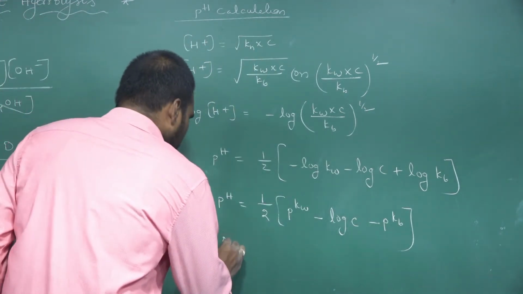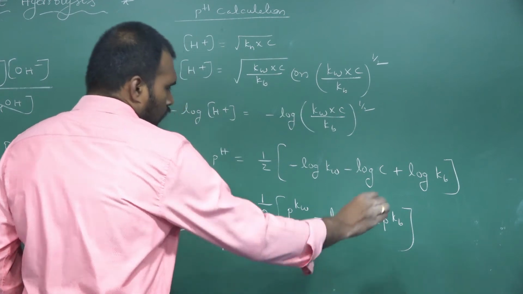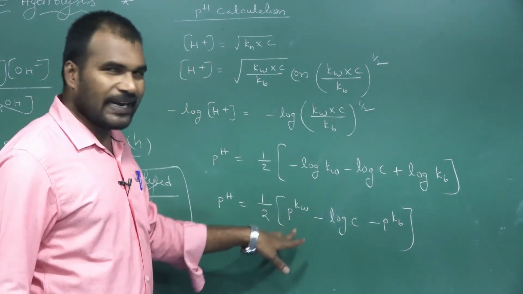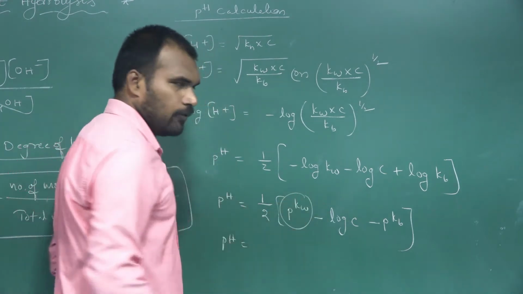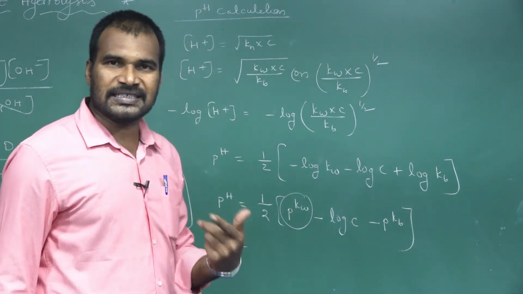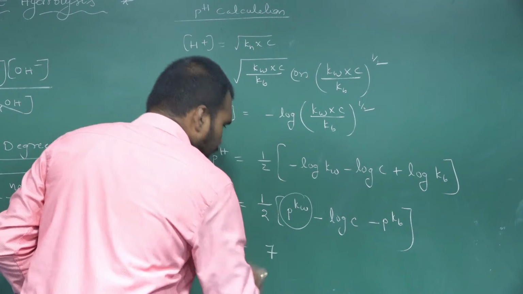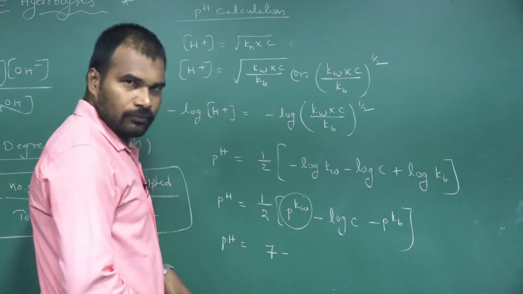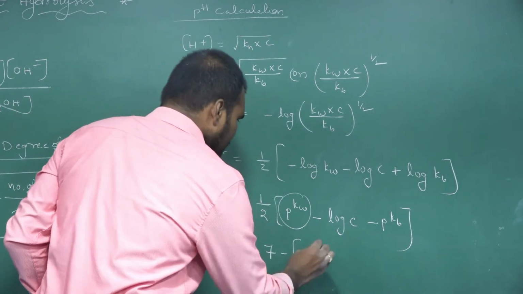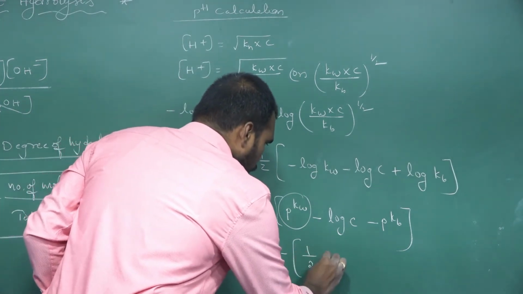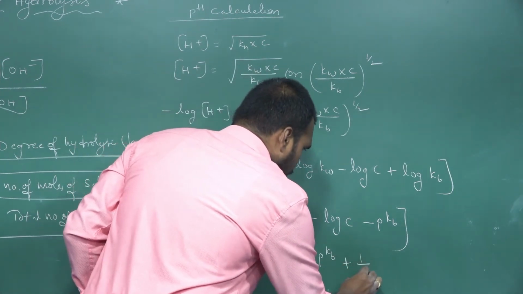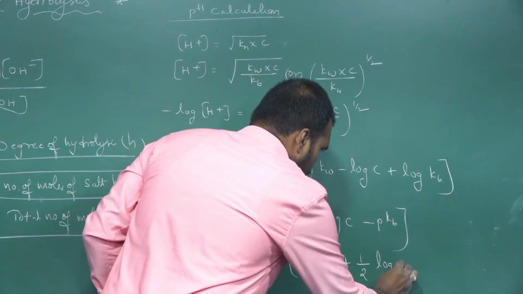Then pH is equal to, now you apply half to all: half into pKw value 14, half of 14 is 7, so 7 minus, you take minus as common, half into pKb plus half into log C.